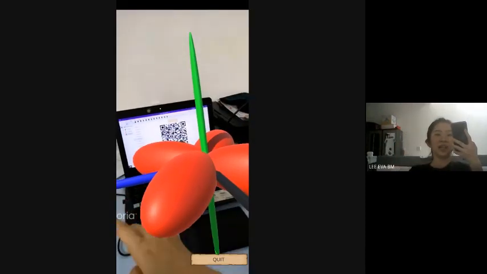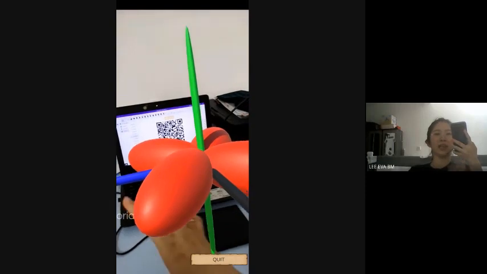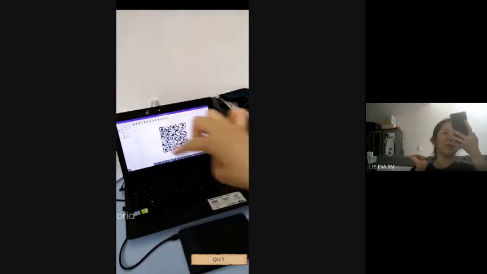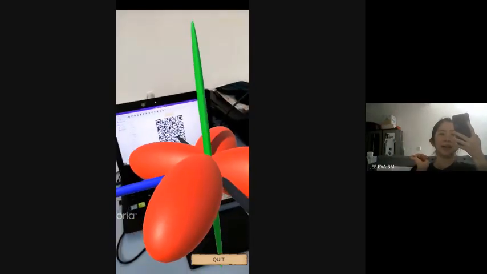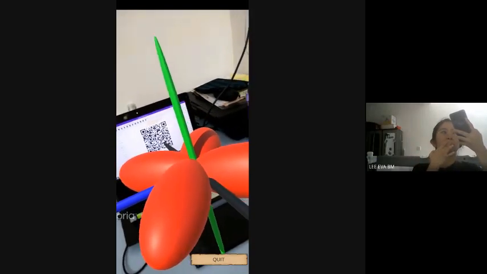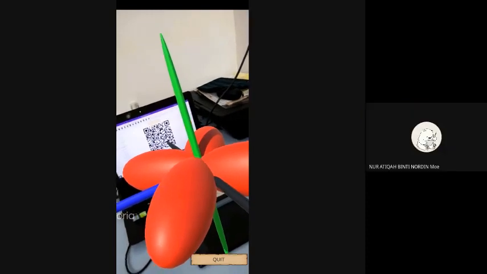Kalau awak nampak dekat sini, grey color is your Z, blue color is your X. So fokus pada X dengan Z sahaja. Okay, so dia punya loop adalah antara awak punya paksi X and paksi Z. Can you see this? Yes, madam. Any questions about this?